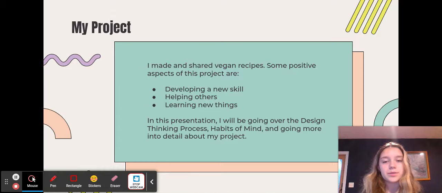I wanted to do this project because I know how difficult it can be to find a recipe that caters towards certain needs while also being healthy, inexpensive, and easy to make.